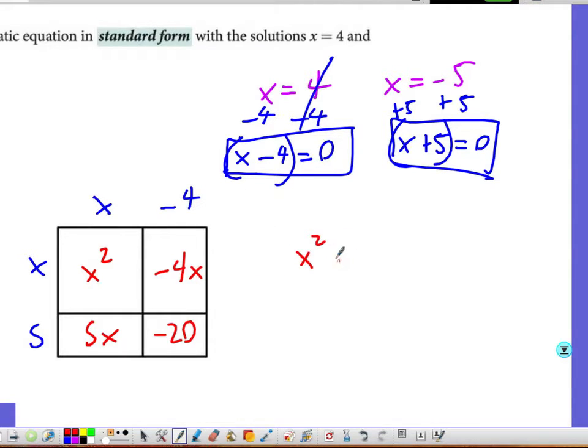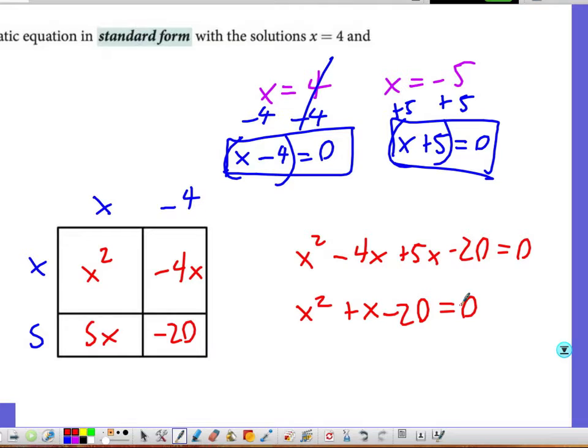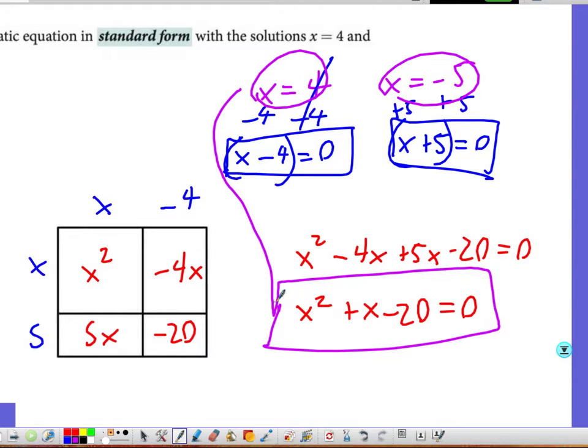Now I can go ahead and write this out into my equation. X squared minus 4x plus 5x minus 20 equals 0. Final thing I want to do is just combine like terms. So x squared, negative 4x plus 5x gives me x, minus 20 equals 0. There we go. So from my two solutions, I worked backwards and I found my quadratic equation. So that's the quadratic equation written in standard form.